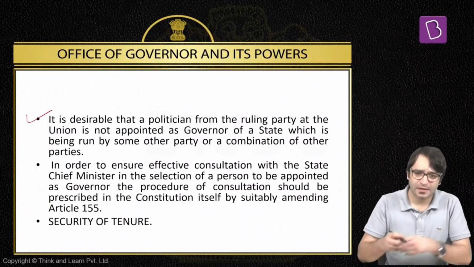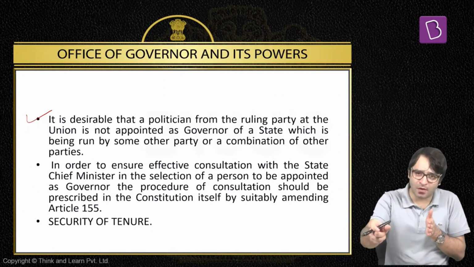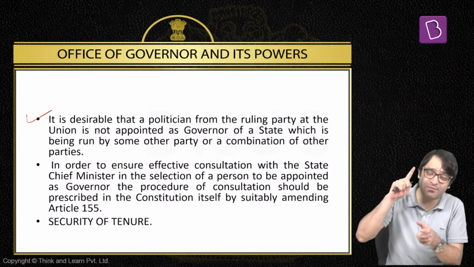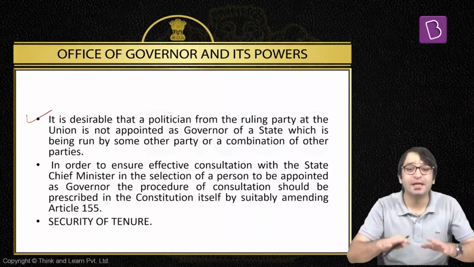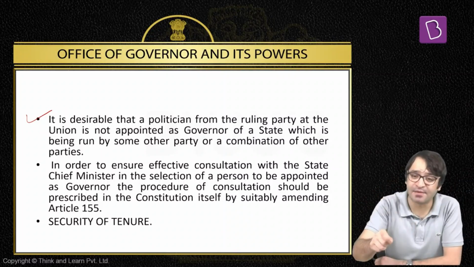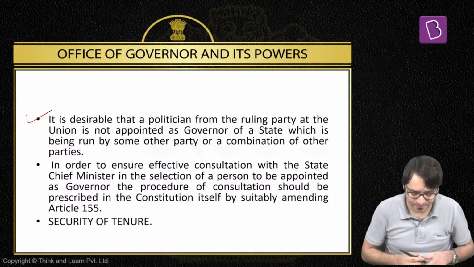The Sarkaria Commission said something else. The BJP government at the center, there is the Trinamool government in West Bengal, right? And there's a tussle between the chief minister and the governor. Why? Because the governor is a BJP person, appointed by the BJP government at the center. That too in a state which is ruled by the opposition. It is desirable, says the Sarkaria Commission, that a member of the ruling party at the center should not be appointed as the governor of a state which is ruled by the opposition party. Please implement this.